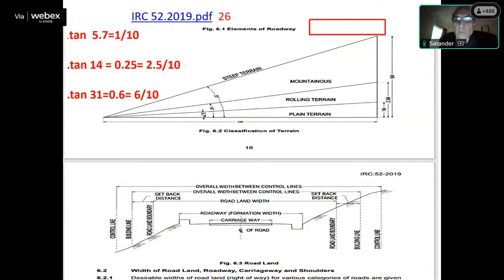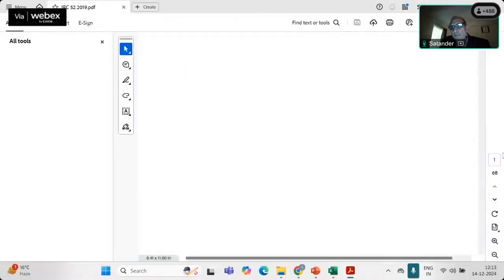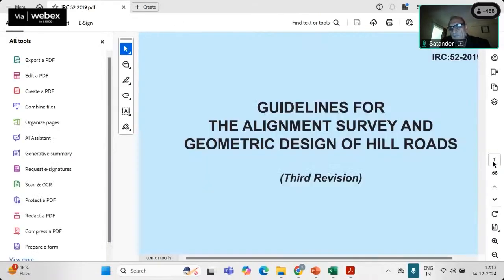Now, if you are doing quality control, some parameters are given for hill road, some parameters are given for rolling. How to decide what is plain road, what is rolling road, what is mountain road? How to decide what is the correct slump? It is given in IRC 52. IRC 52 is the geometric design of hill road, and IRC 73 is the geometric design of national highway. You can see here, page 26.